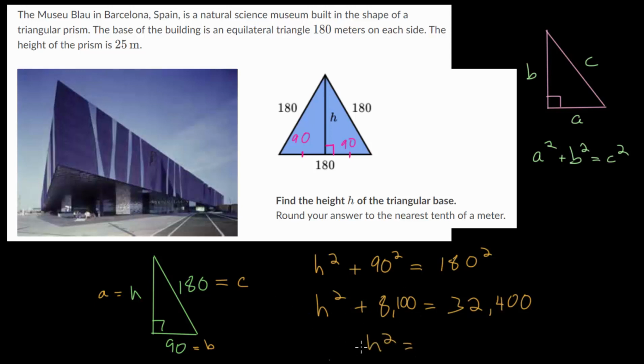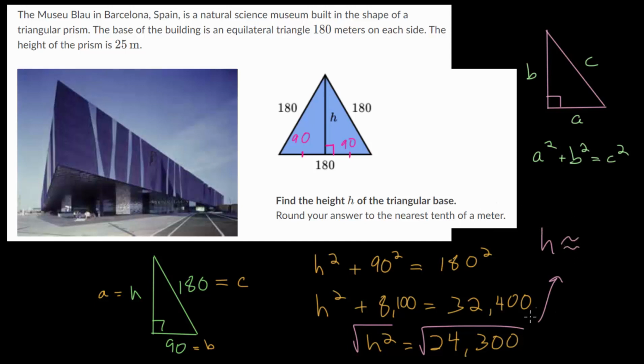So h squared is this minus this. And if we take away 8,000, that brings us to 24,400. And taking away another 100 brings us to 24,300. And at this point, we just need to take a square root of each side. And we're going to round our answer to the nearest tenth of a meter.